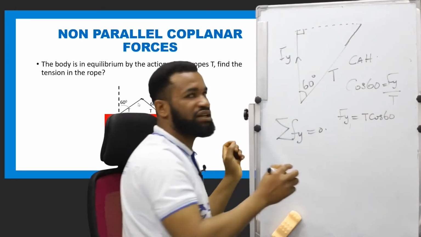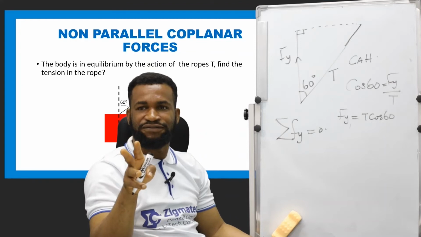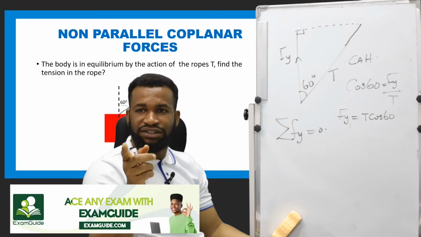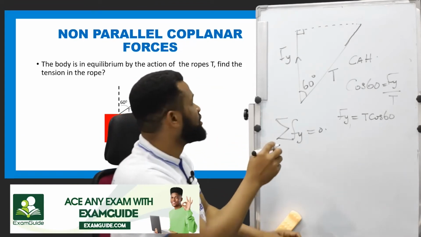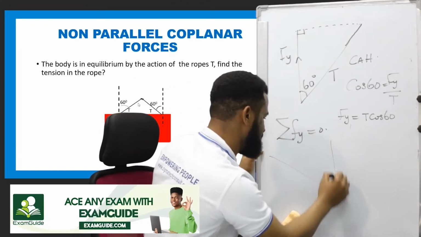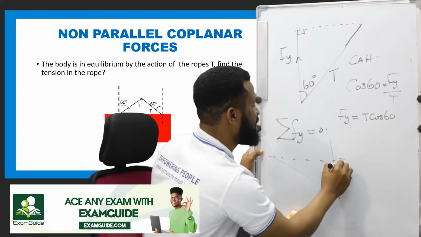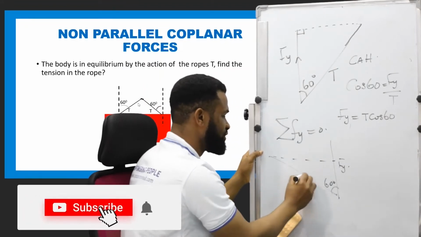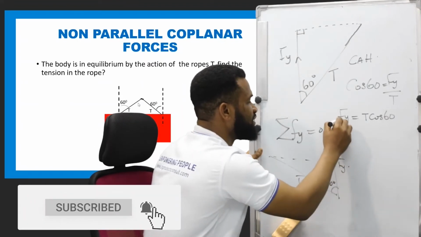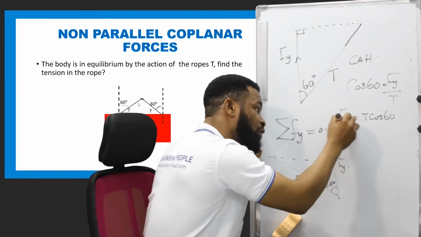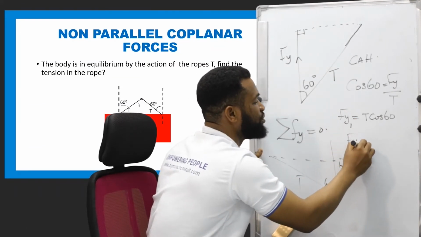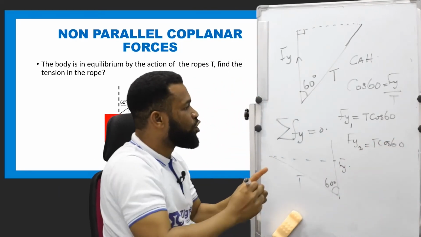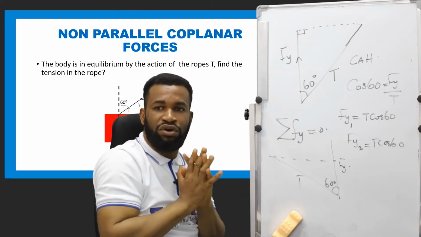That is the first one. Remember, there are 2 T's because it's not just one rope, there are 2 ropes. The other one too goes in this direction. Look at this, and this is vertical. I'm going to do the projection, Fy at 60 degrees, and T is still going to be that. That is the first one, Fy1, then Fy2 is going to be T cos 60. This is another upward force. So I have 2 upward forces.